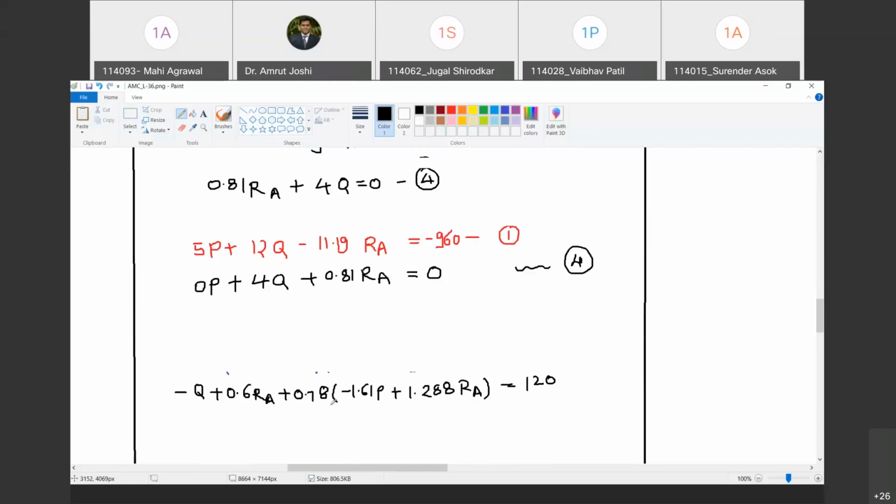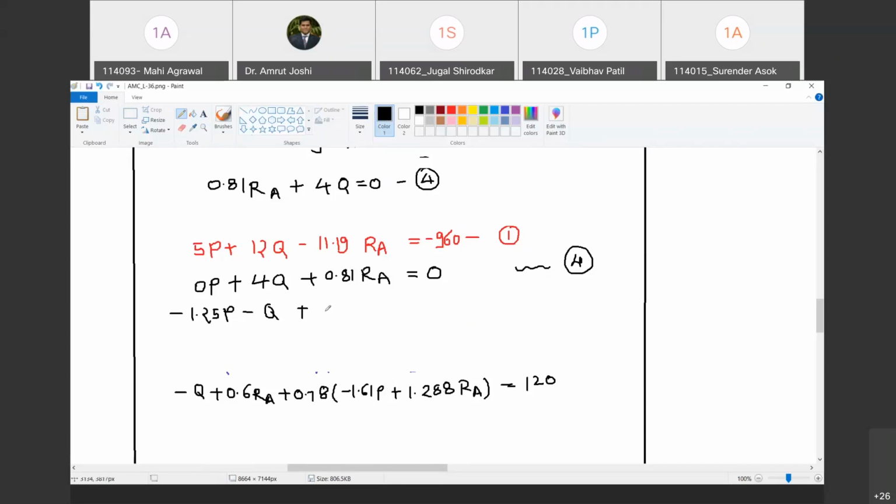Now we will collect all the terms of P. So what is the coefficient of P? Tell me. 0.78 into minus 1.61. So tell me how much is that? Minus 1.25. So minus 1.25 times P. What are the coefficients of Q? Only a single coefficient, so it is minus Q. Do you agree with me? Yes, sir. And now what are the coefficients of RA? 0.6 plus 0.78 into 1.288. So tell me, how much is that?